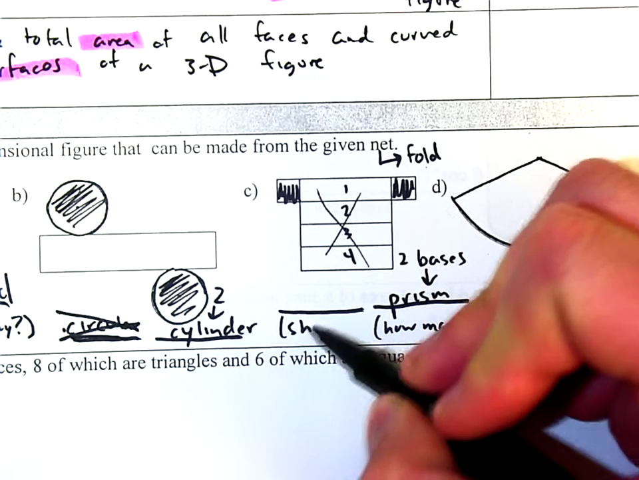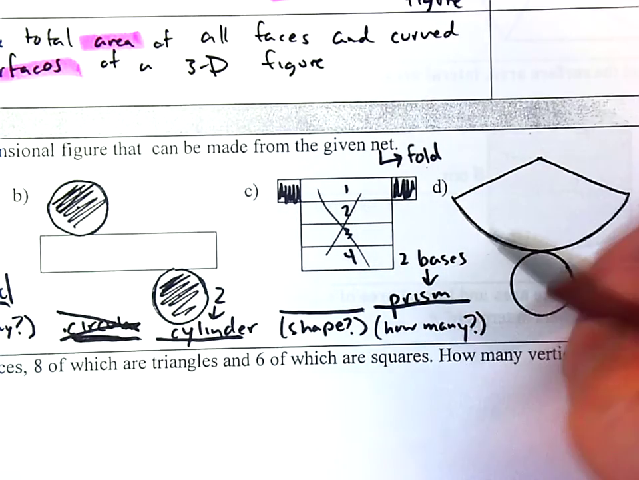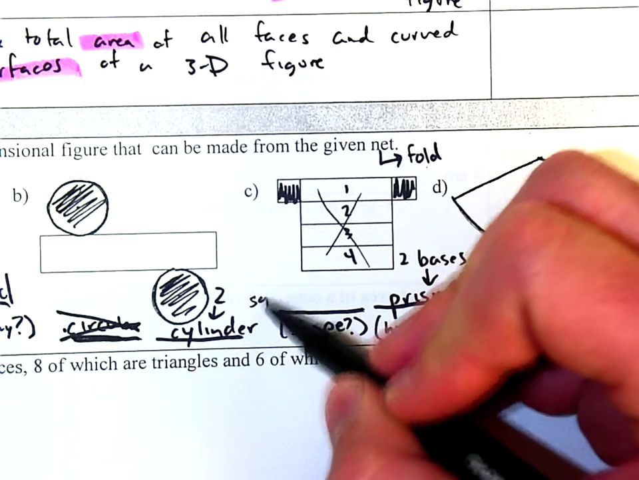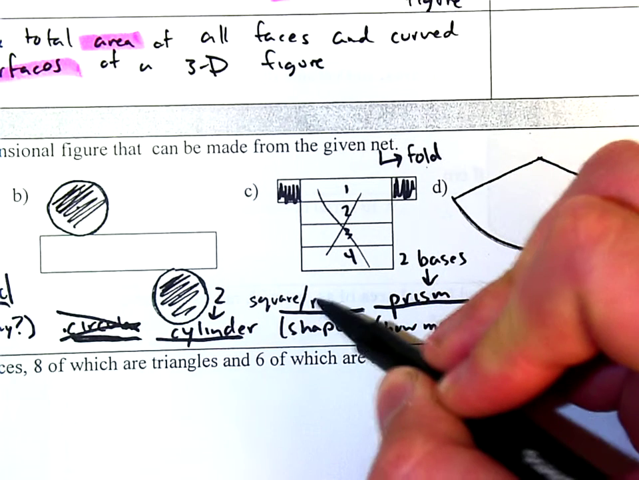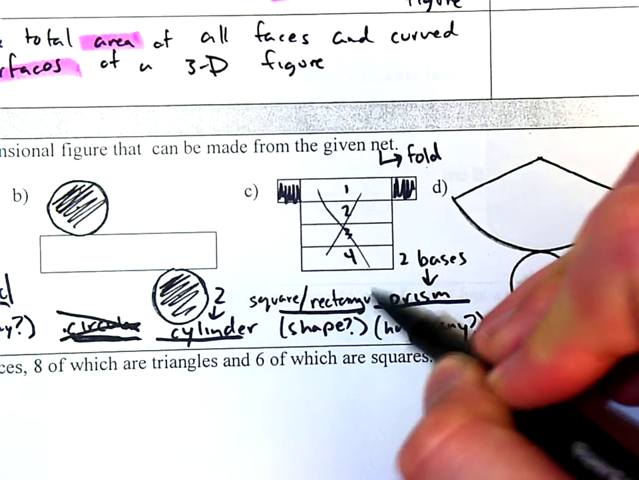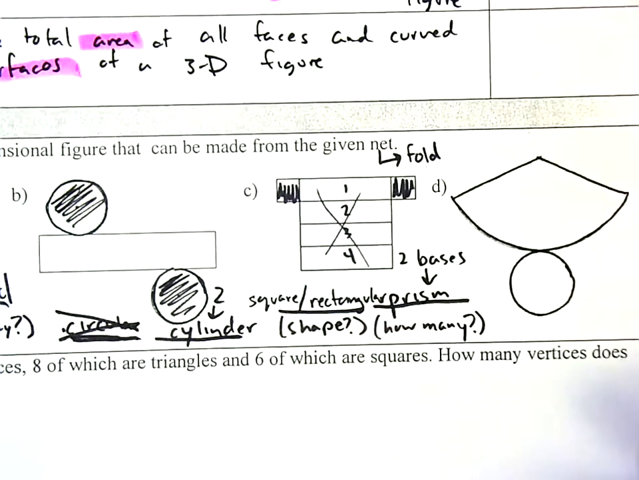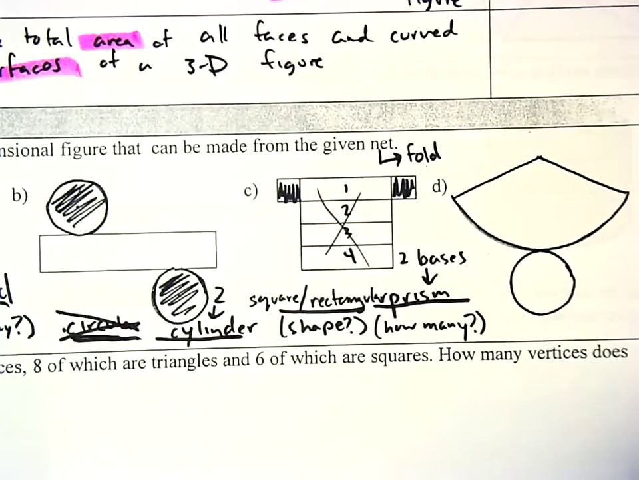And now we can go back and say, okay, what's the shape? And you could put square, that's fine. But I'm just going to put rectangular to be safe, because a square is a rectangle. So technically, even if it is a square, rectangular prism is still correct.